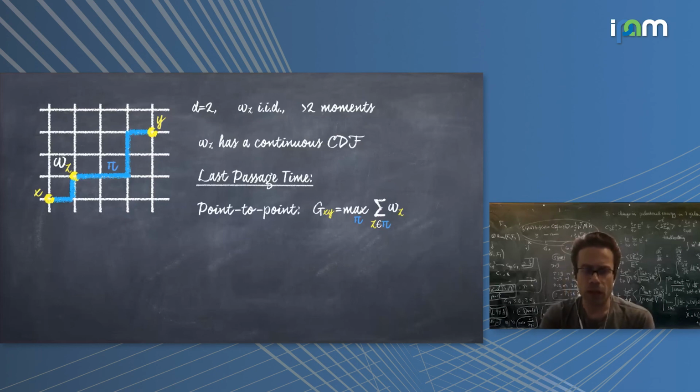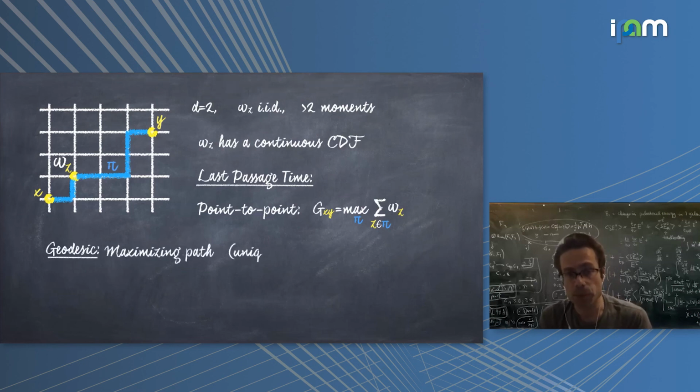And I'll introduce on the next slide actually what a point-to-line passage time is. Okay, so I'm going to call the geodesic a maximizing path. And it's unique because of the continuous weights assumption. And it's not really a geodesic, because we don't have a metric here, but it's by analogy with a different model called standard first passage percolation, where the paths are minimizing and they actually are a geodesic because you have a random metric. So this is just by analogy. If you don't like that, just think of them as maximizing paths.